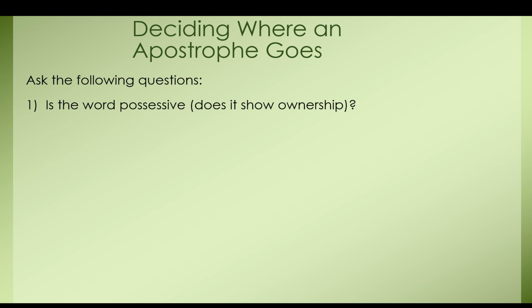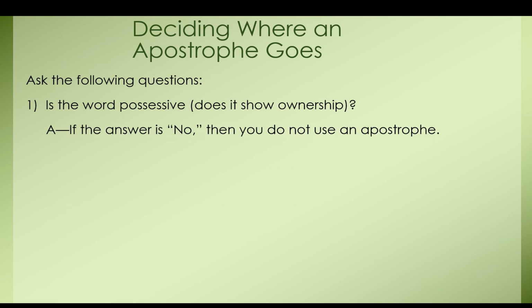And sometimes this can be not really concrete, kind of nebulous, like in three weeks' time, I will be on vacation. Time actually belongs to weeks there, so it's not always as straightforward as John's pen. The pen belongs to John. Sometimes it does take some thinking, but find out if there is some type of ownership or possession. And if the answer is no, no possession, then no apostrophe. Apostrophes are used for possession, no apostrophe.